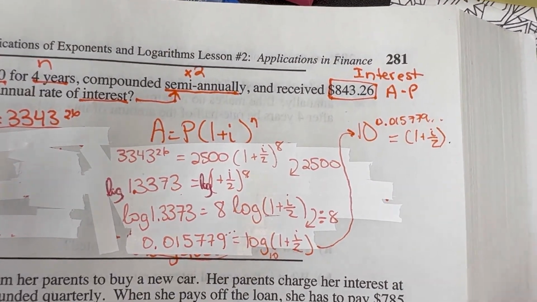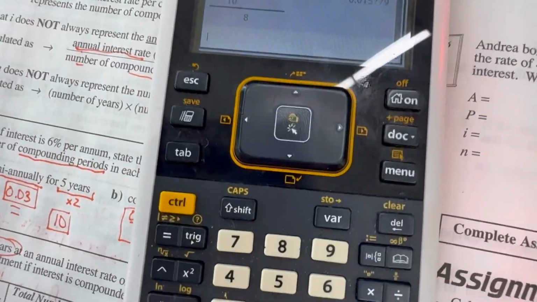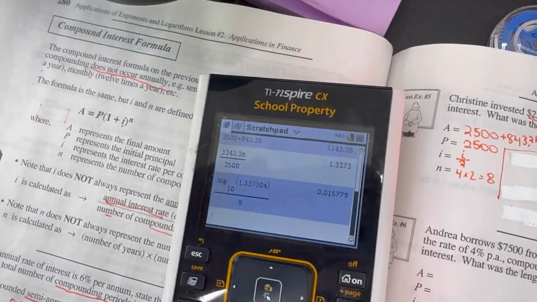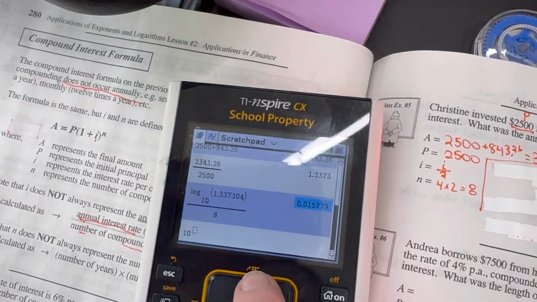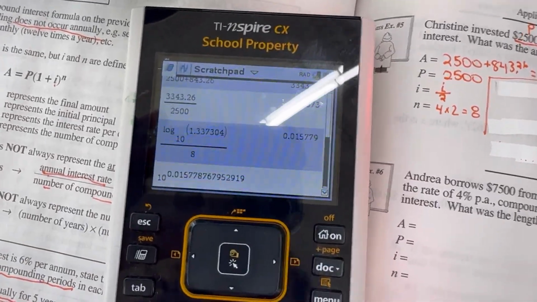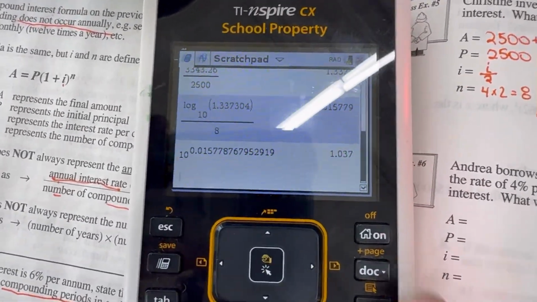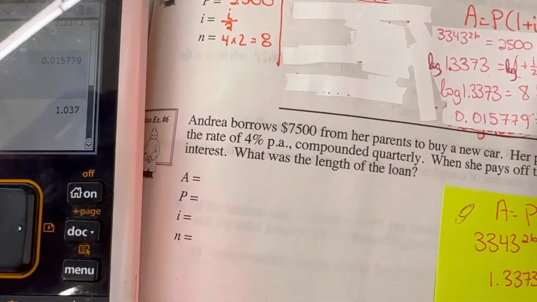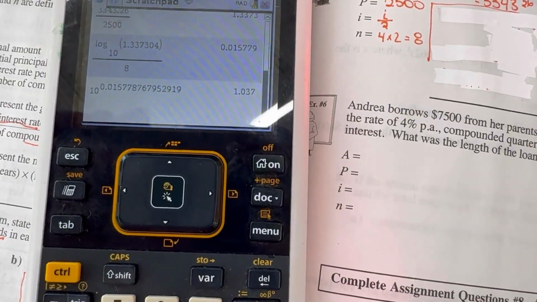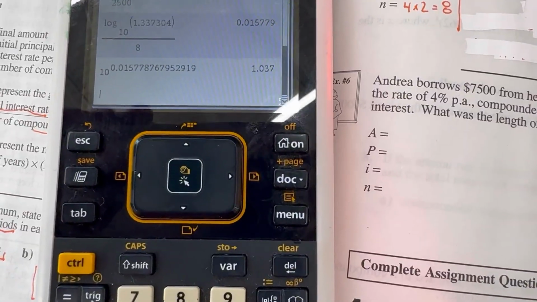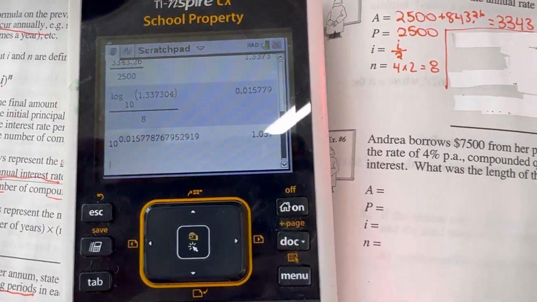Okay, and so then I can raise that. So let's do that. I'm going to have 10 raised to the power of that number there. Excellent. See how it just saves the total number there, which is going to give me that number. 1.037 is equal to 1 plus I over 2. So then I'm going to subtract the 1.